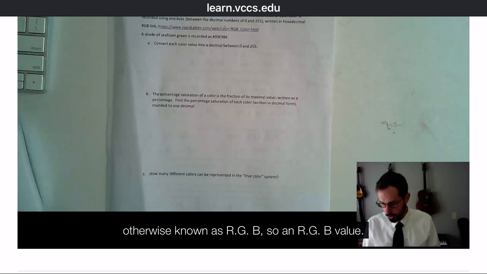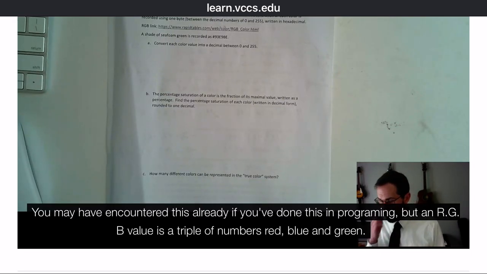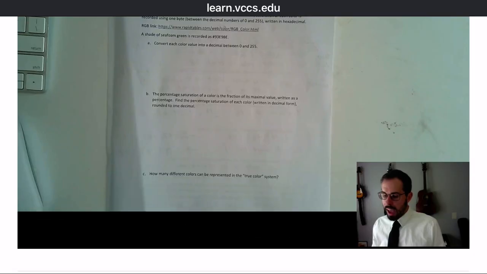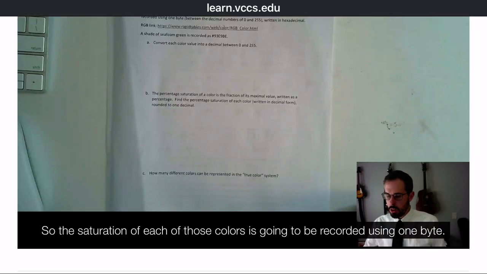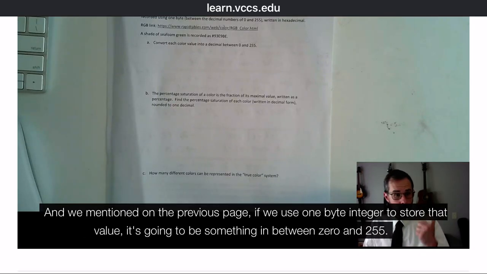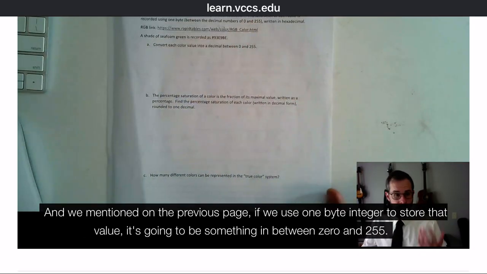So an RGB value, you may have encountered this already if you've done some programming, but an RGB value is a triple of numbers: red, green, and blue. Those different values indicate the respective intensity of color saturation of the color red, the color green, and the color blue. The saturation of each of those colors is recorded using 1 byte. And we mentioned on the previous page, if we use a 1 byte integer to store that value, it's going to be something in between 0 and 255.